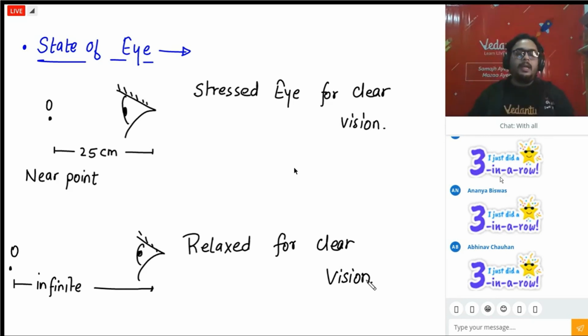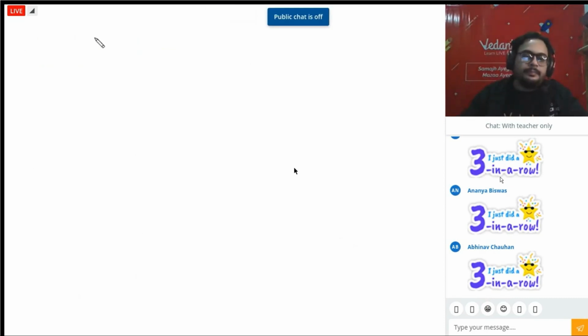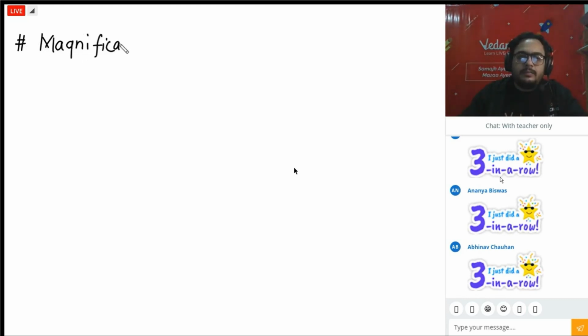Okay, great. So if you're looking at anything, if it is at 25 centimeter, stress in the eye is maximum. When it is at infinity, the stress is a minimum. Okay, moving ahead. Let us look at the magnification through a microscope. Simple microscope. Okay. So magnification of a simple microscope.